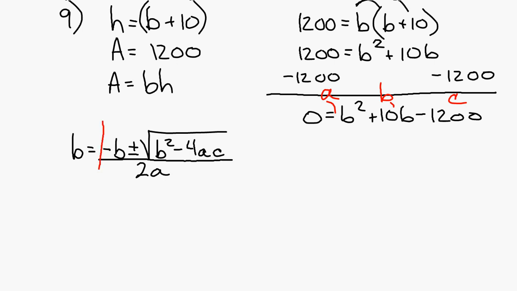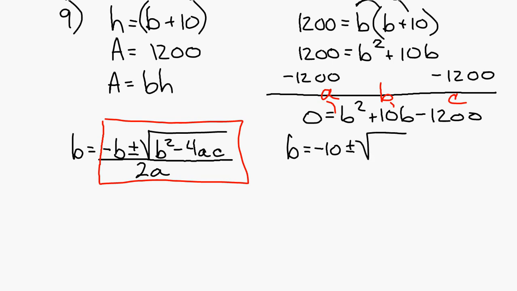So b is equal to the opposite of your b value. Your b value is 10, so it's negative 10 plus or minus the square root of b squared. If b is 10, 10 squared is 100. Minus 4 times a, your a is 1, times c, which is negative 1200. So you got 4 times 1 times negative 1200. All of that gets divided by 2 times your a, which is 1, so it gets divided by 2.